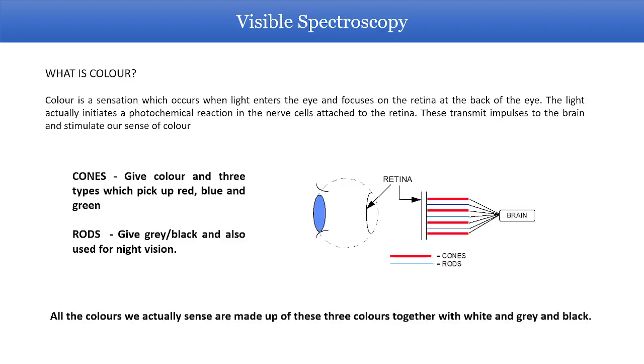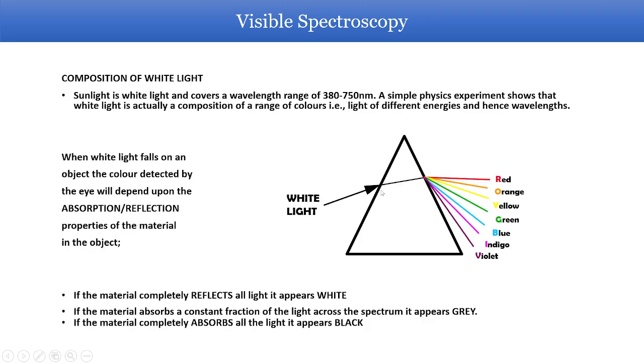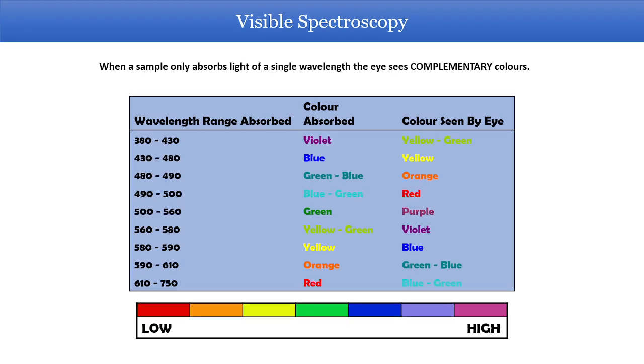Then this is just a basic of the visible spectroscopy, where we use the eye as the optical instrument for observing the color, and the color that we observe is complementary to the color that is being absorbed by the sample or that particular material. So the color that is absorbed by the material is the complementary color that we are actually observing. So this is the wavelength range absorbed.